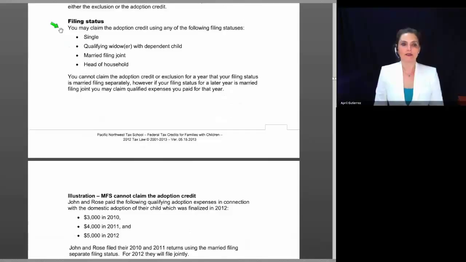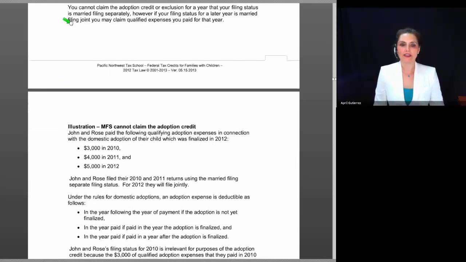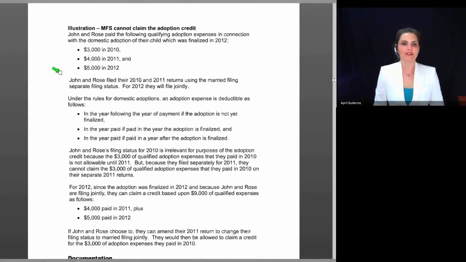Filing status. You may claim the adoption credit using any of the following filing statuses, and of course you can see married filing separate is consistently missing from these lists, and again it is here. You must be single, qualifying widow, married filing joint, or head of household. You cannot claim the adoption credit or exclusion for a year that your filing status is married filing separately. However, if your filing status for a later year is married filing joint, you may qualify for expenses you paid for that year. And here's an illustration.